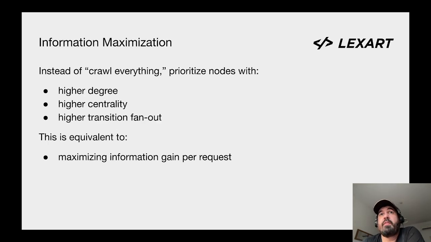So instead of crawling everything, we should prioritize nodes with higher degree, higher centrality, and higher transition fan-out. This is equivalent to maximizing information gain per request.